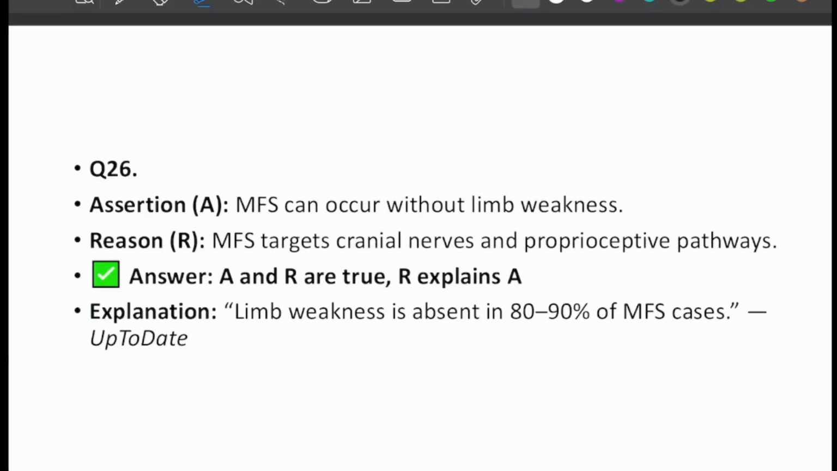The last question. MFS can occur without limb weakness. The assertion is that MFS targets cranial nerves and proprioceptive pathways, so the answer is A and the reason is correct. Limb weakness is absent in 80 to 90% of MFS. So today we have covered the core areas of GBS. Hope it was useful.